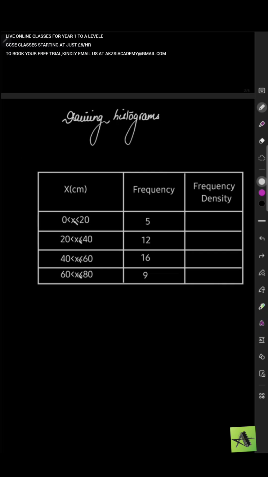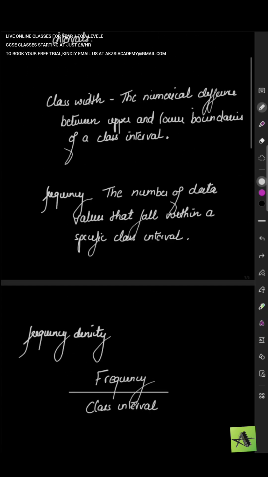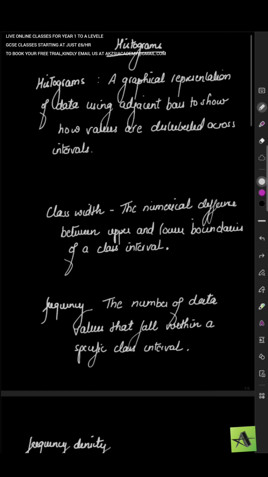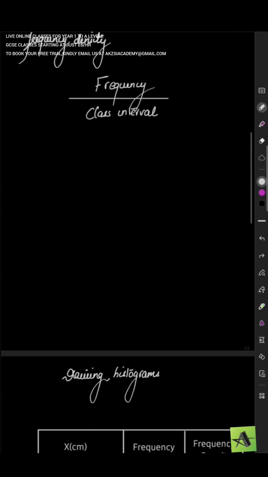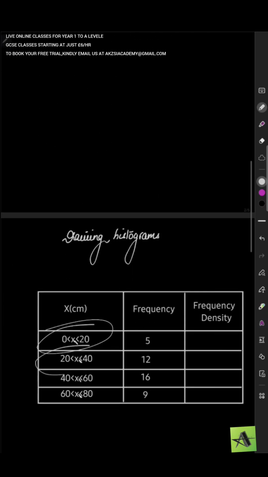It's not necessary that every time you will see the same class width. Maybe in some tabular data it's from 0 to 20, then 20 to 30, then from 30 to 70 they can also give. So class width is always for that particular interval. Upper limit minus lower limit will give you the class width. That is the numerical difference between the upper and lower boundaries of a class interval. This is called a class interval, and this is called a class interval.